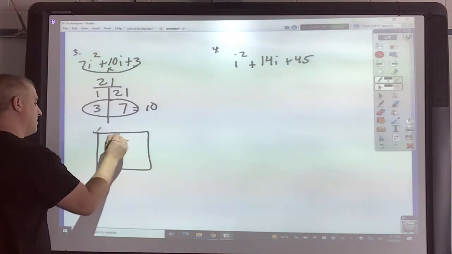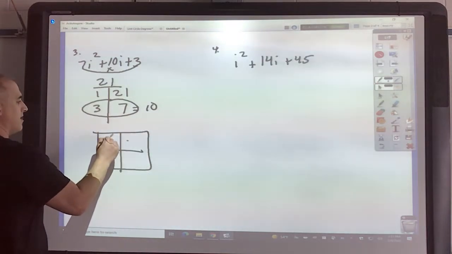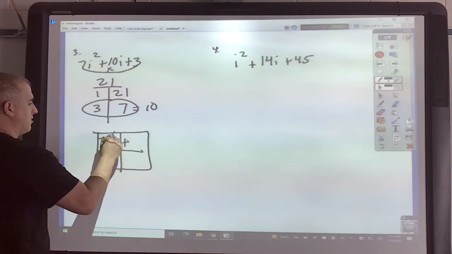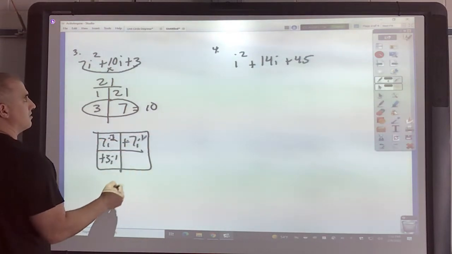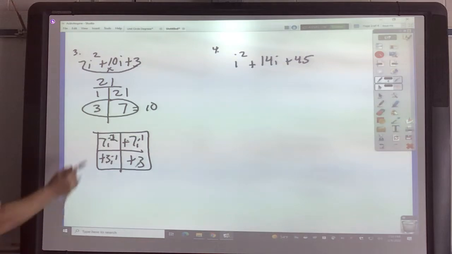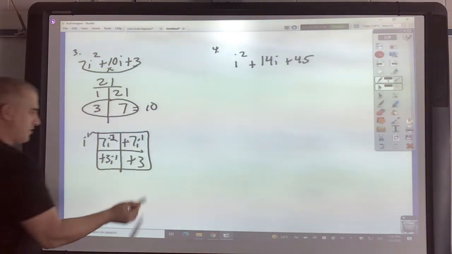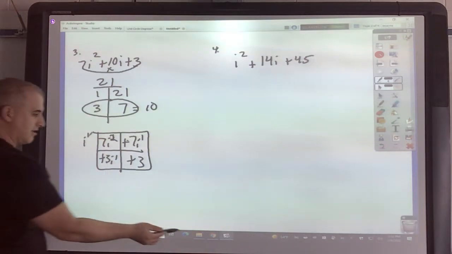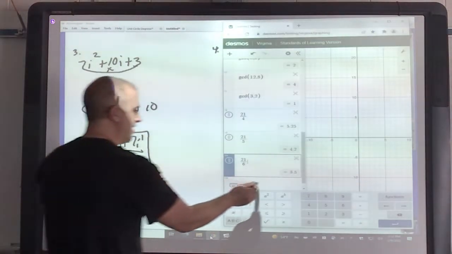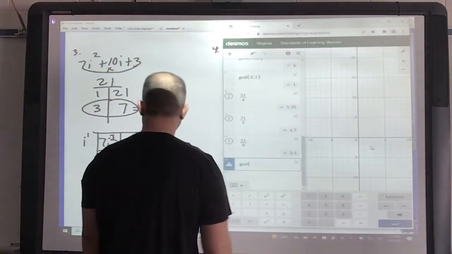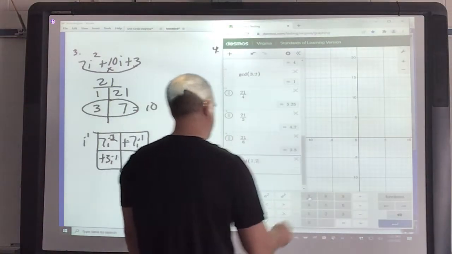So what I got, 7i squared plus 3i to the first plus 7i to the first plus 3, okay? All right, so I got i to the first here and I got nothing here. So from a number standpoint, this should be pretty easy, okay? I can just figure that out. You don't have to use this GCD button if you're pretty solid with your skills there, okay?